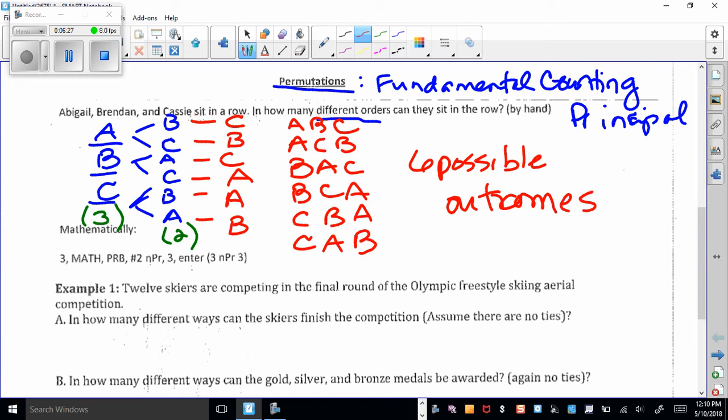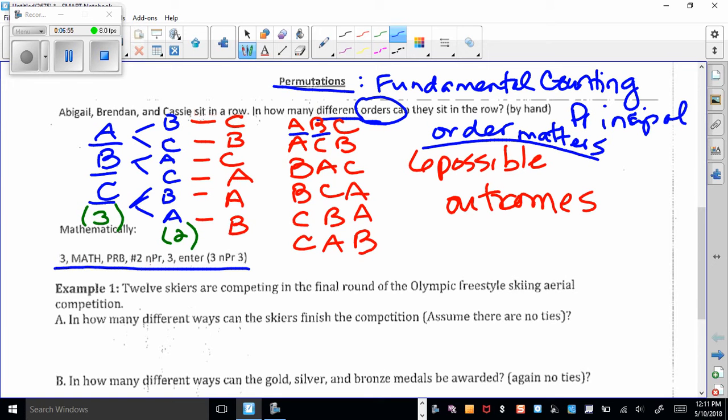All right, that is because order matters. If Abigail's in the first chair, that's totally different than if Brendan's in the first chair. All right, so for permutations, order matters. And this is how you get there on the calculator. All right, so we're talking about different orders. So order matters if it's a permutation.